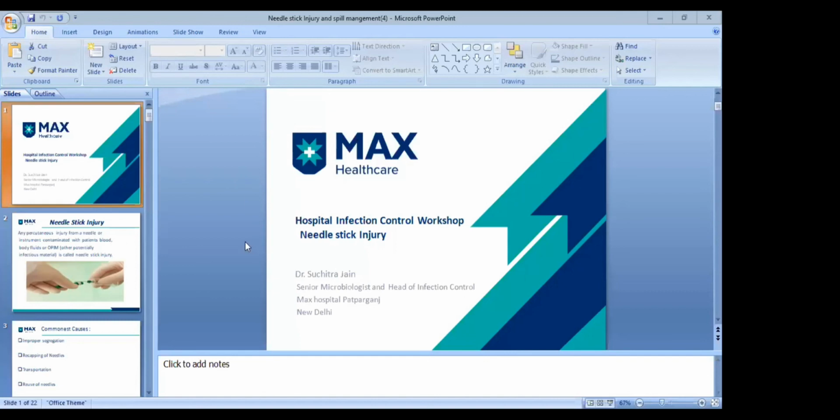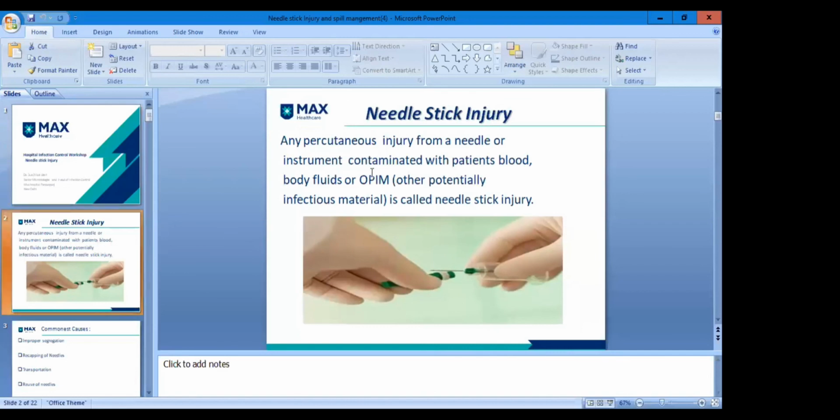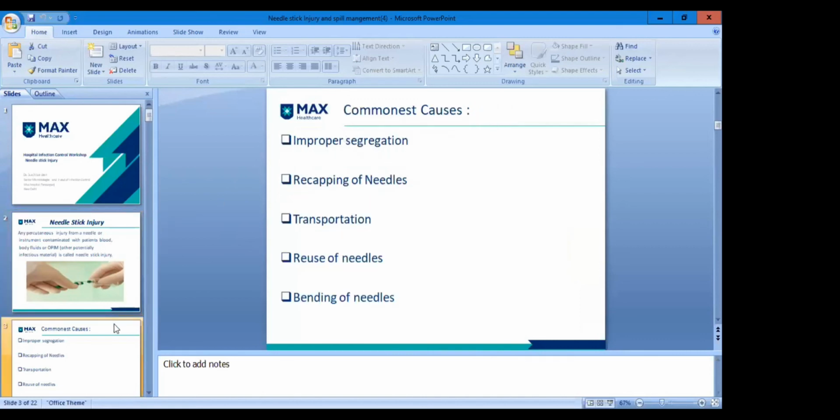So needle stick injury is an important aspect. Any percutaneous injury from a needle or instrument contaminated with patient's blood, body fluids, or other potentially infectious material is called a needle stick injury. The commonest causes are improper segregation, recapping of needles, transportation, reuse of needles, or bending of the needles.